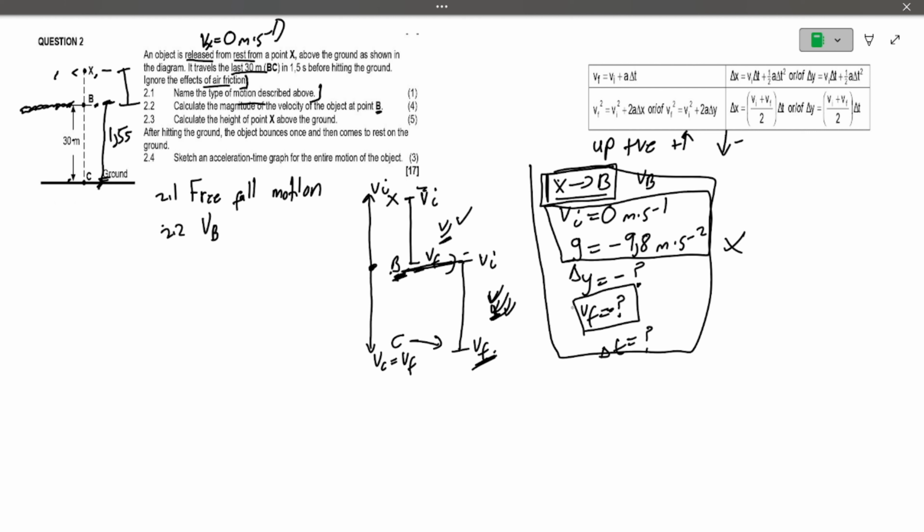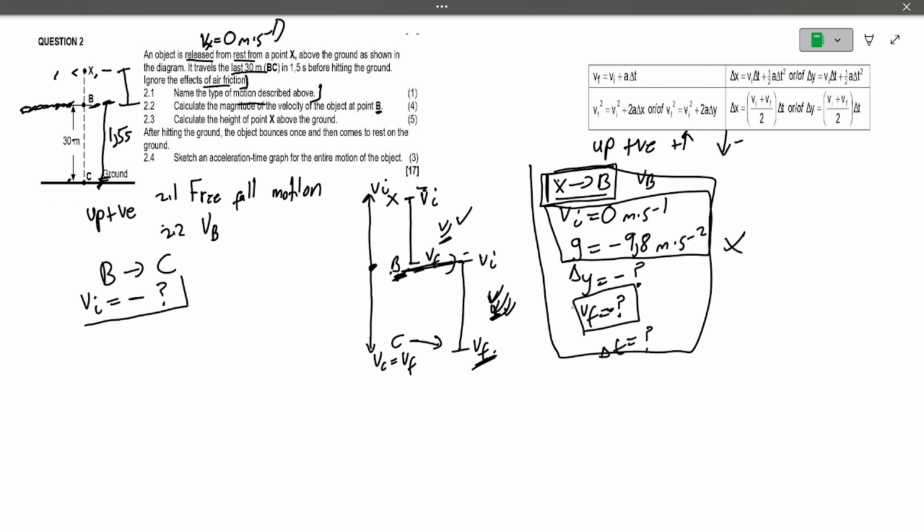Now let's look at that from B to C. Okay, let's work from B to C. From B to C, our initial velocity will be the velocity at B. Now, do we have the velocity of B? We do not have it, but if up is positive, down will be negative. It means that it will pass B going down, meaning that it's negative. But what's the magnitude? We do not know.